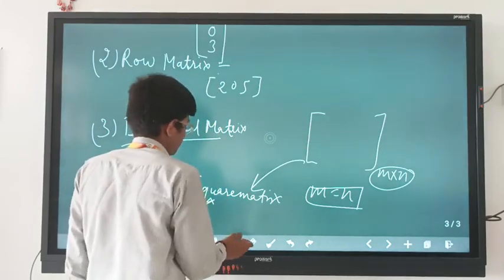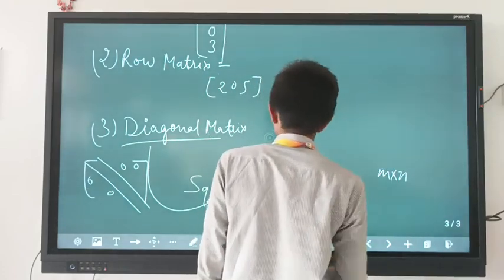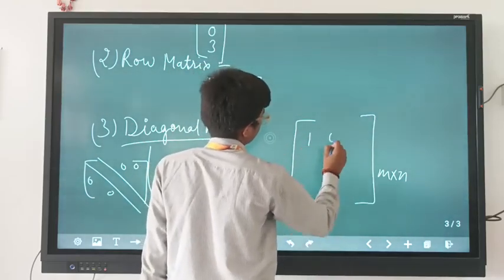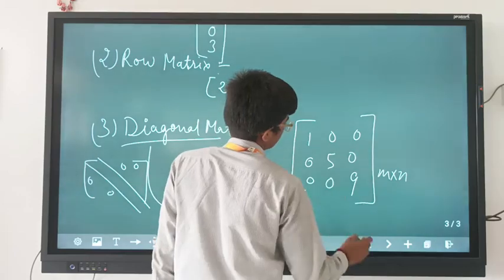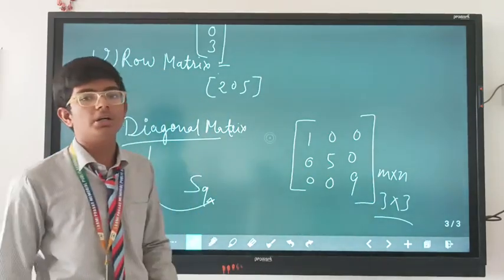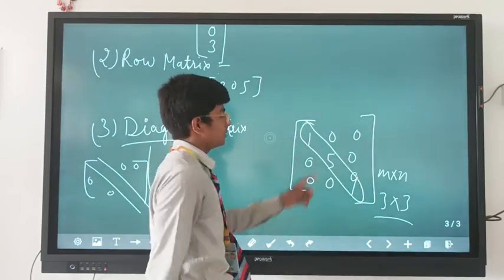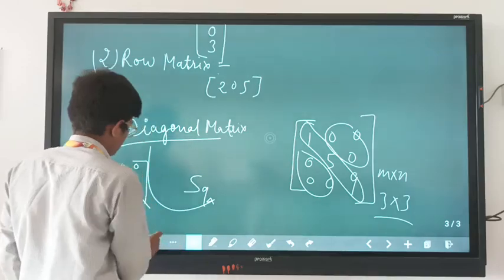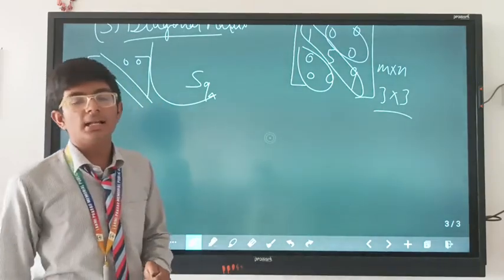If we take an example, here we have a matrix of 3 cross 3 order, and we can see that all the elements except the diagonal elements are 0. So this is an example of a diagonal matrix. Moving ahead, we have the scalar matrix.